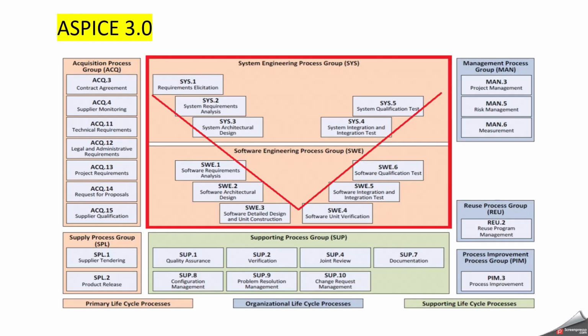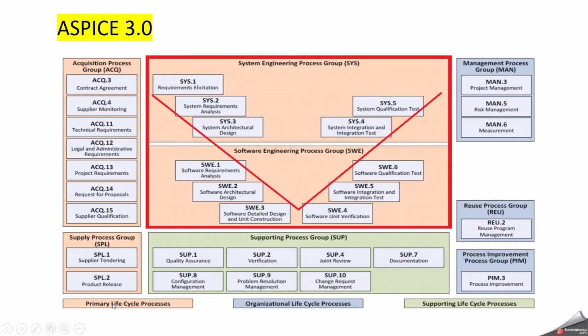Now we will go and understand the ASPICE model. Here I took a reference from ASPICE 3.0. The latest version of ASPICE is ASPICE 4.0. In the upcoming videos, we will look deeper at the latest versions. In ASPICE 3.0, if you see here, we have three kinds of process groups. One is the primary lifecycle process, another is the organization lifecycle process, and another is the supporting lifecycle process.